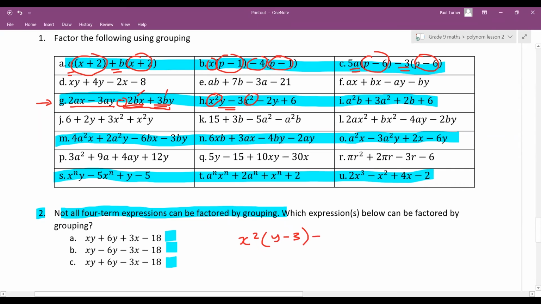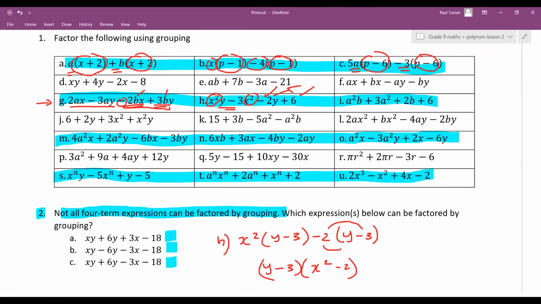Minus 2. 2 is the common factor between 2 and 6. Minus 2. This will be y minus 3. So check, minus 2 times y, minus 2y. Minus 2 times minus 3 is plus 6. So it looks okay. So then factorize the y minus 3. Then you have x squared minus 2. So that's question H.